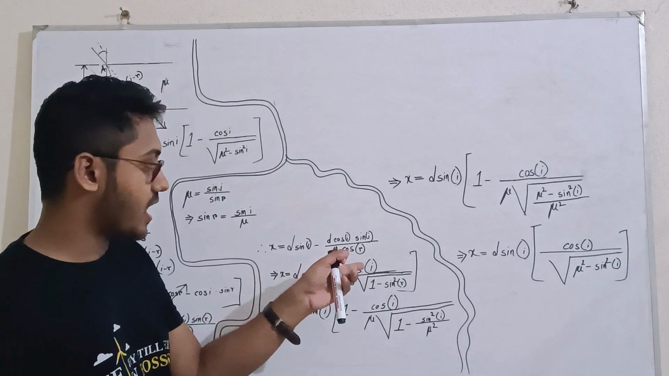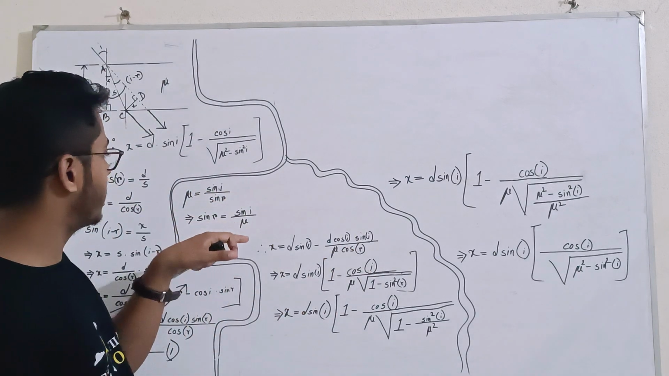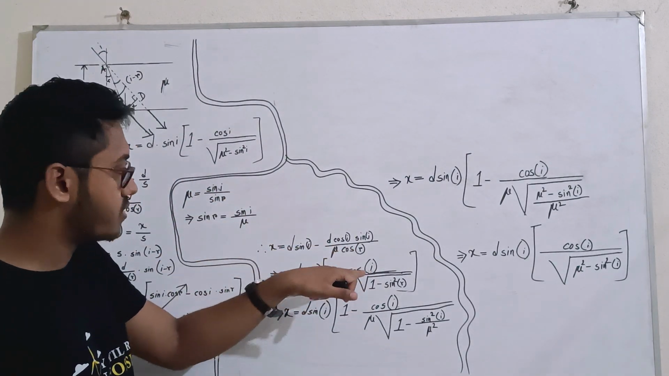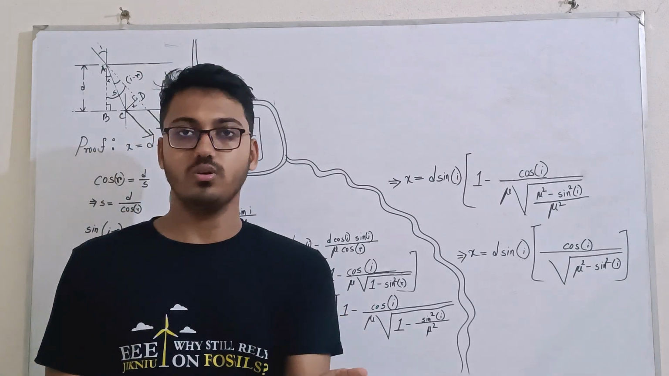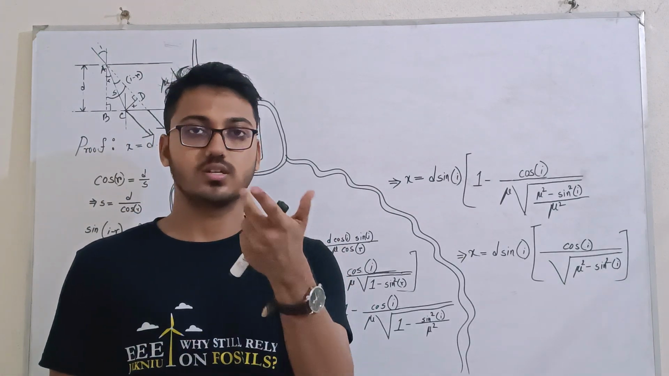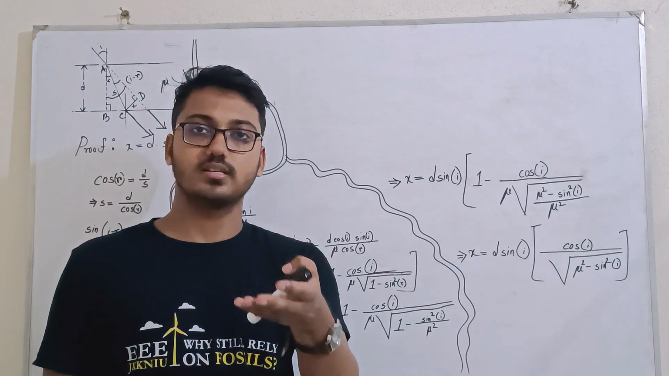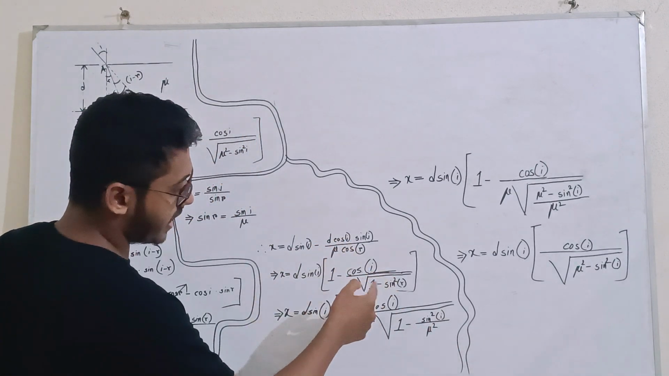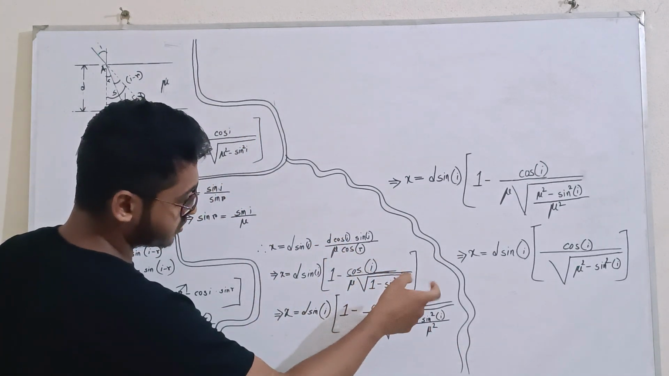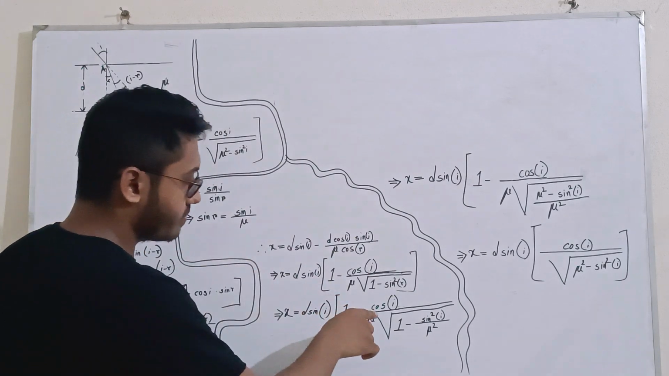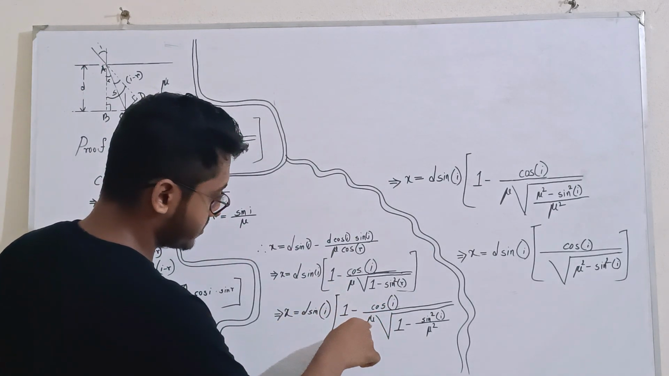Now see, cos R. For cos R we can write the formula that we know, sine square plus cos square is equal to 1. So cos square is equal to 1 minus sine square. So cos R is equal to root over 1 minus sine square R. So 1 minus cos I and this nu.